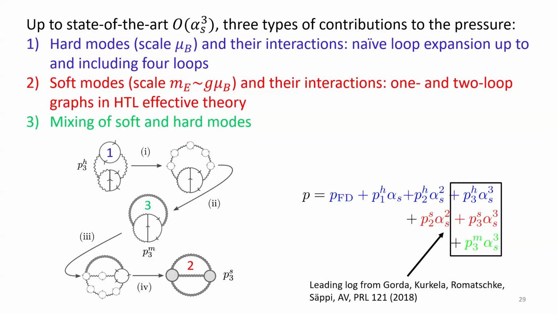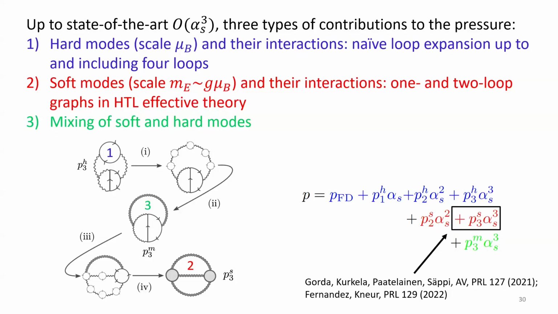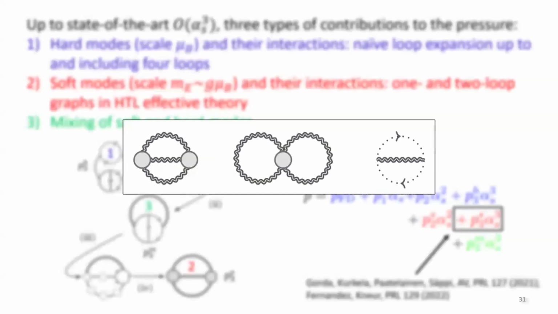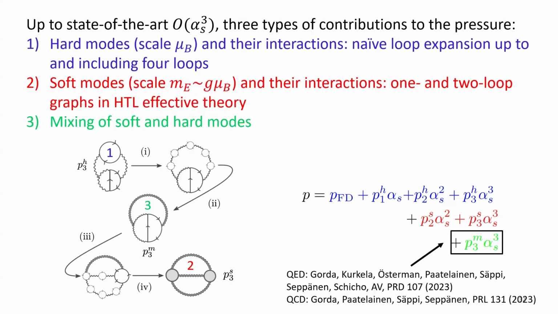Now I won't bore you with all the details that go into these calculations. I'll just quickly flash some references. The leading log, alpha_s cubed times log squared of alpha_s, was computed in 2018. Then the soft contribution was first computed in 21, the one that comes purely from these two-loop HTL graphs. Basically, we calculated these three diagrams.